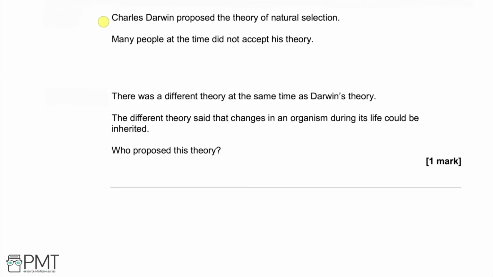Charles Darwin proposed the theory of natural selection. Many people at the time did not accept his theory. There was a different theory at the same time as Darwin's theory. The different theory said that changes in an organism during its life could be inherited. Who proposed this theory?